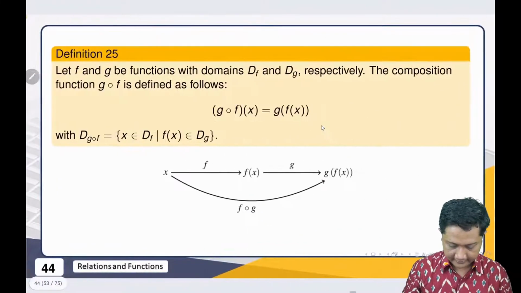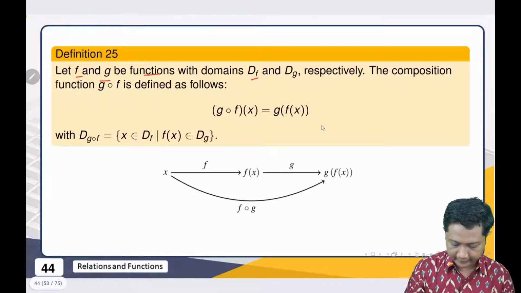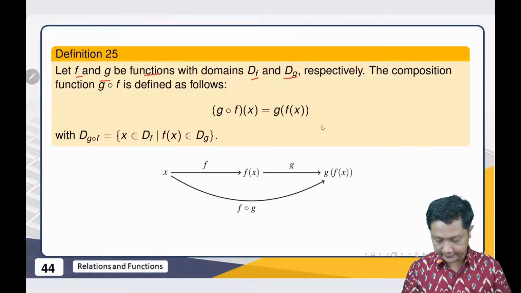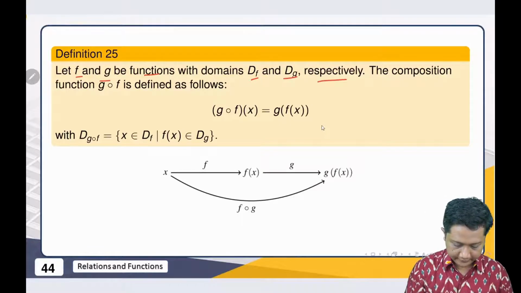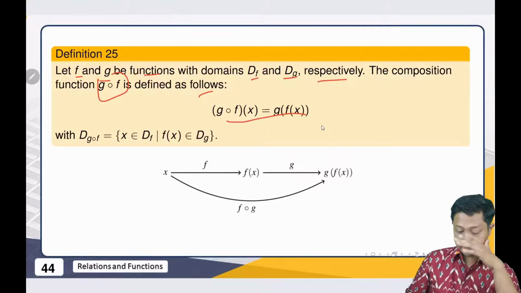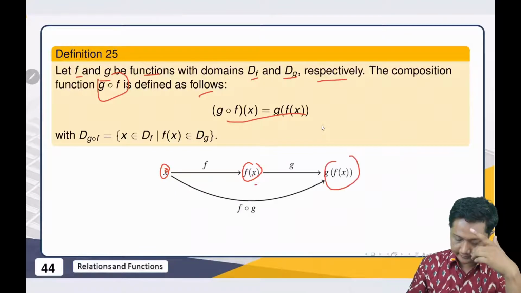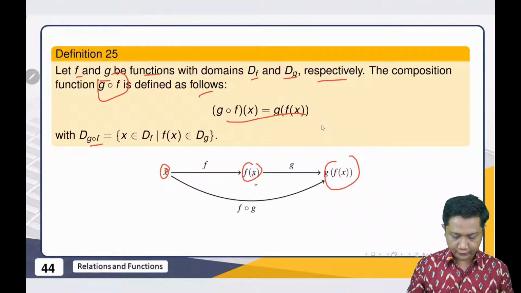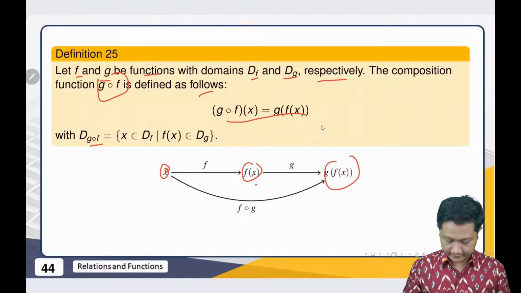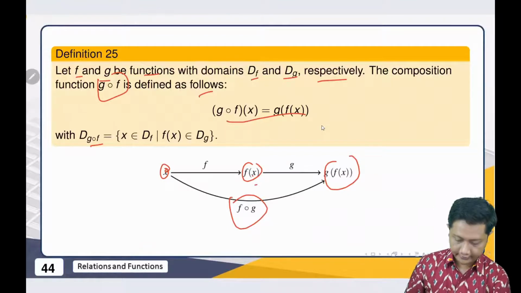And next, if we have two functions f and g, and the domains are Df and Dg respectively, the composition is defined as this. So if x goes to f(x), then f(x) goes to g(f(x)), and this is the composition of two functions. So this is our g∘f, and this is called the composition.